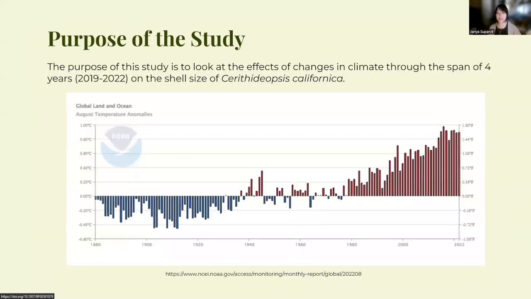The purpose of the study is to look at the effects of changes in climate through the span of 4 years, from 2019 to 2022, on the shell size of the Cerathidiopsis californica. And here we have a general graph of the global land and ocean temperature. It shows an incline from 1880 to now.